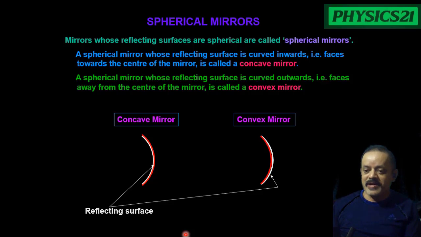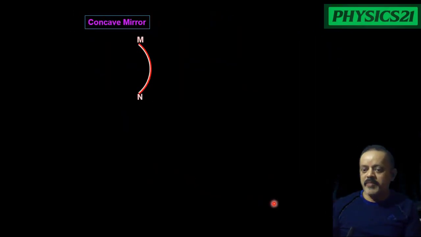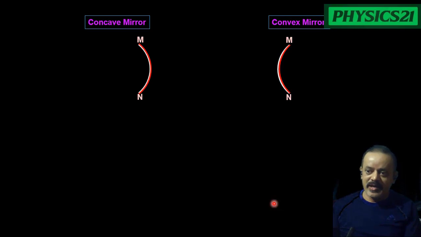These are the reflecting surfaces. In a concave mirror, the reflecting surface will be concave and these are the polished surfaces. So when the outer surface is polished, we get a concave mirror, and when the inner surface is polished, we get a convex mirror. Now the terms related to these spherical mirrors. In the first diagram, there is a concave mirror and in the second diagram, there is a convex mirror.